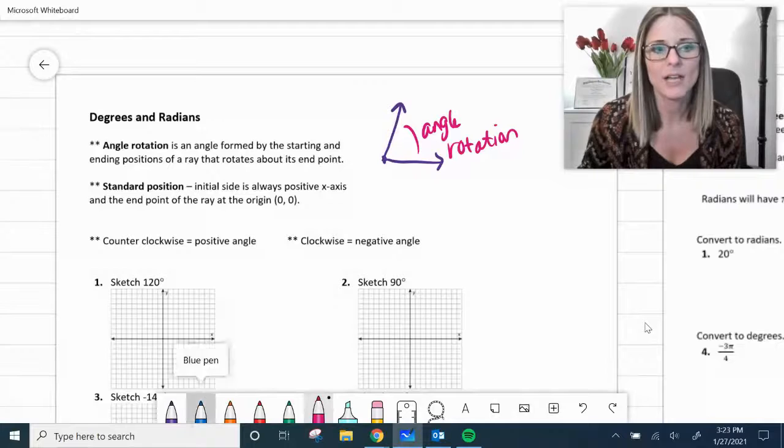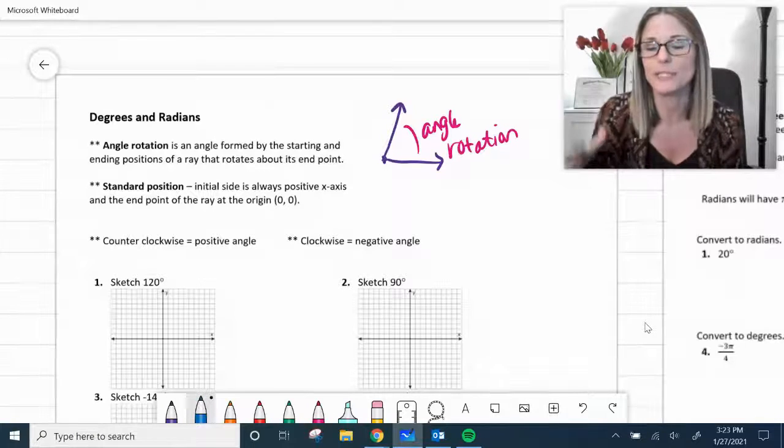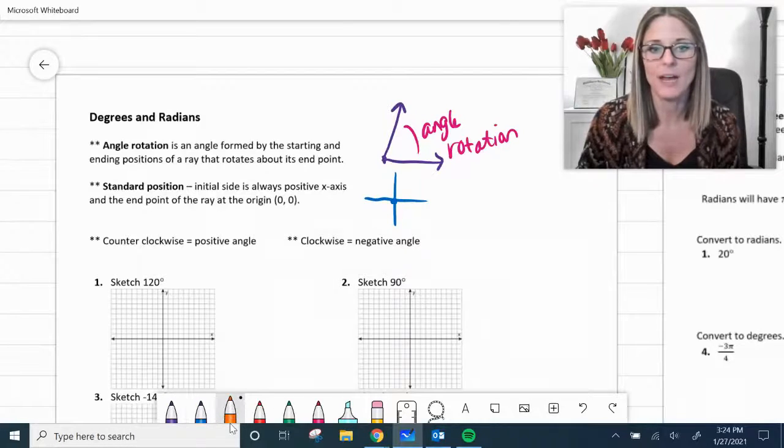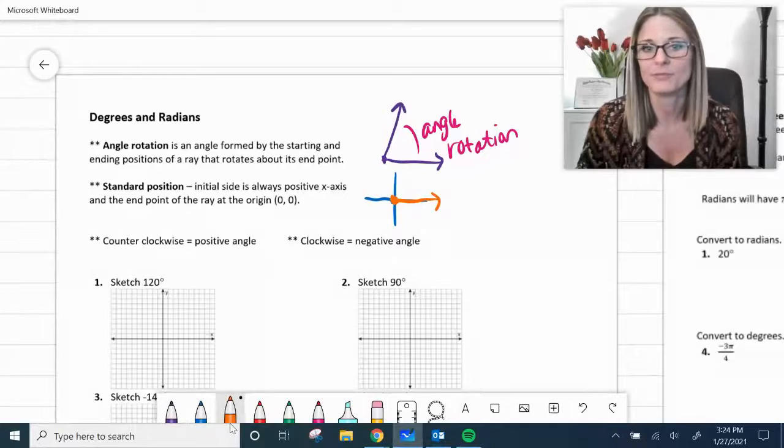Let's talk about standard position. So standard position is going to be at the beginning or our initial side, which is always going to be the positive x-axis. So if I had a coordinate plane, 0, 0, we're talking about the positive x-axis. We'll have a ray. The endpoint will be 0, 0, and that will be our standard position. We will always start there for our degrees and our radians.